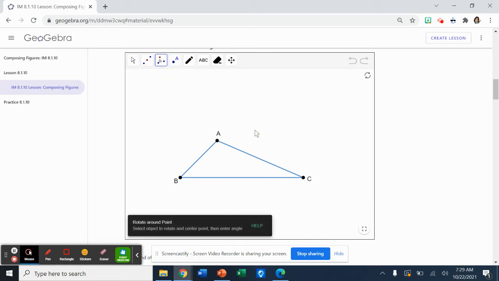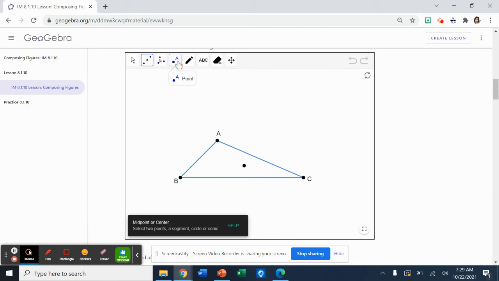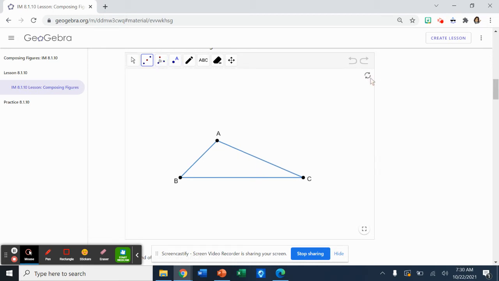But here's what's important to know if you're rotating this entire triangle ABC, which maybe we would have had to draw on our own. For some reason, it's not working in the GeoGebra video, which is okay. That's why you're watching the video.